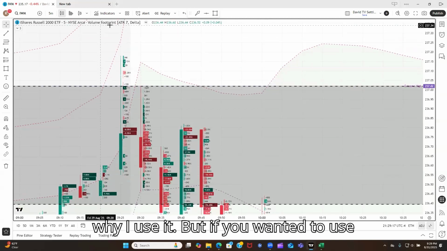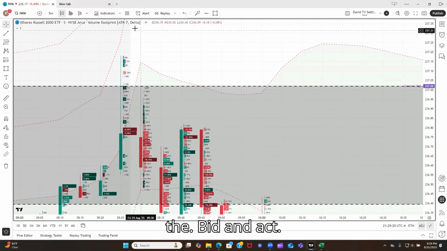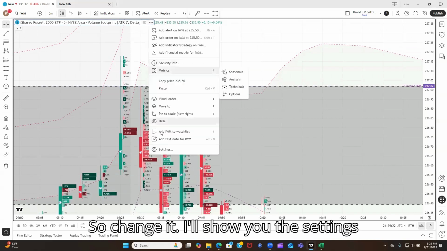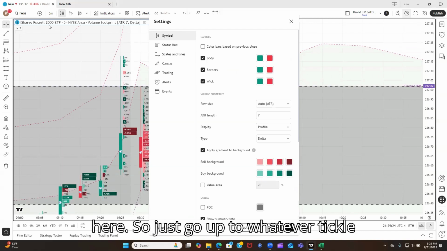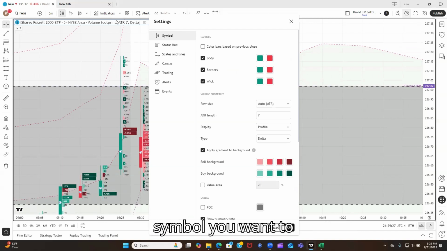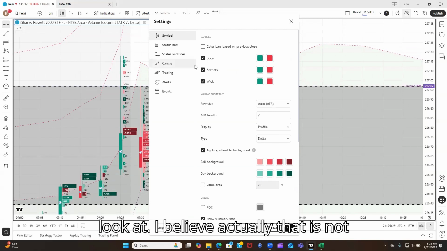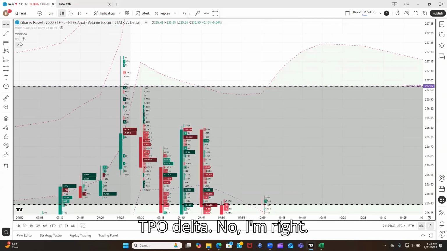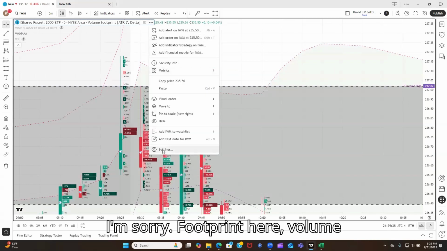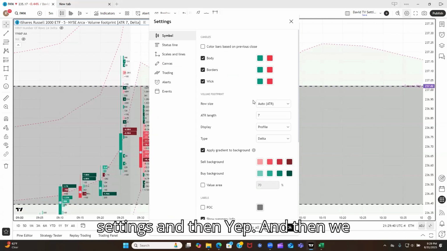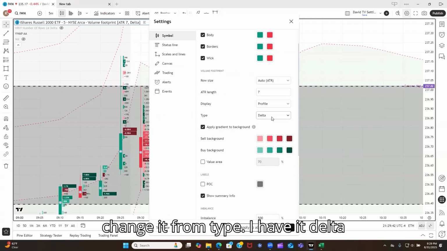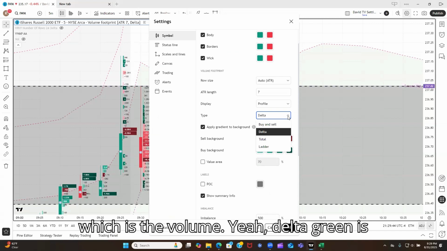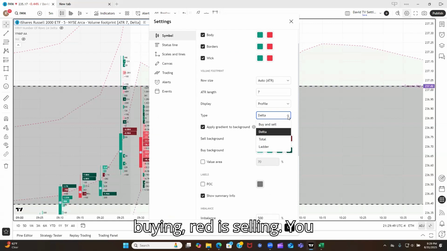But if you wanted to use the bid and ask, you can change it. I'll show you the settings here. Just go up to whatever ticker symbol you want to look at. I believe actually that is not it. Let me go back to here. It is the TPO delta. No, I was right, I'm sorry. Footprint here, volume, settings, and then we change it from type. I have it on delta, which is the volume.